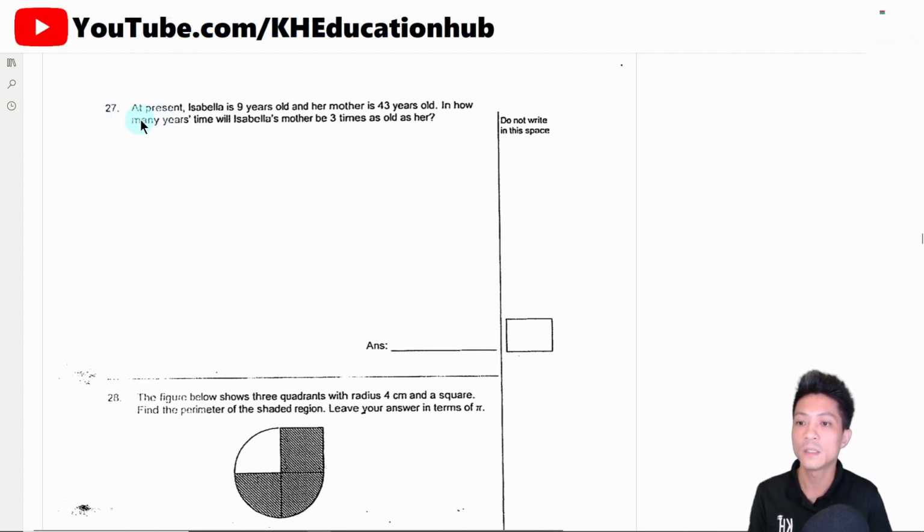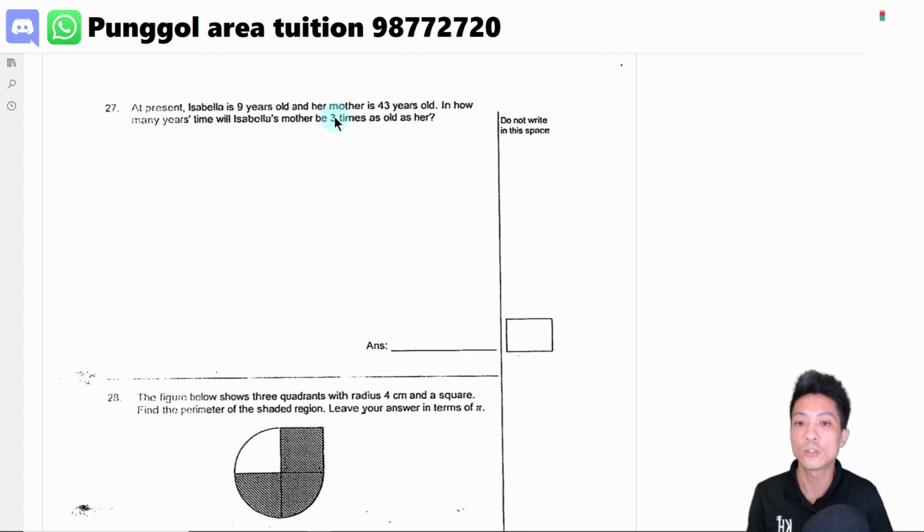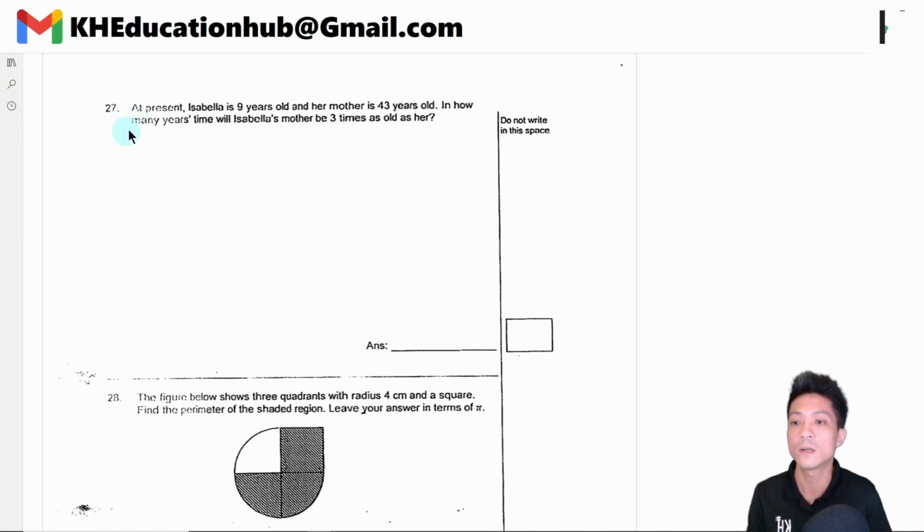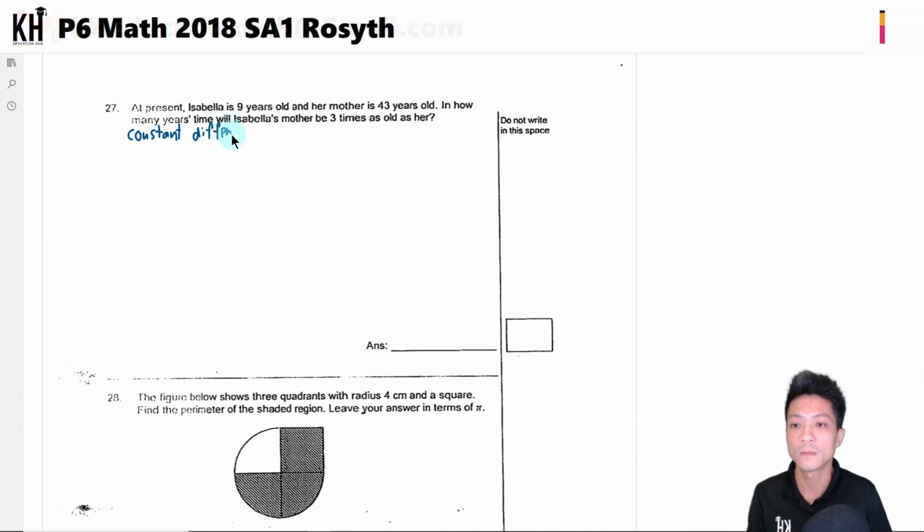Question 27. At present, Isabella is 9 years old and her mother is 43 years old. In how many years' time will Isabella's mother be 3 times as old as her? Okay, so in any age-related question, remember age questions always have a constant difference. Or sometimes your teacher might call it difference unchanged. But you get the idea.